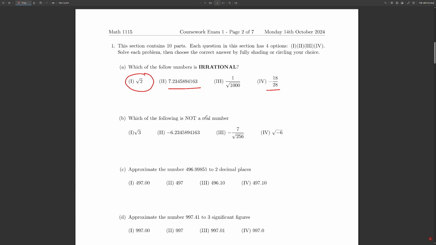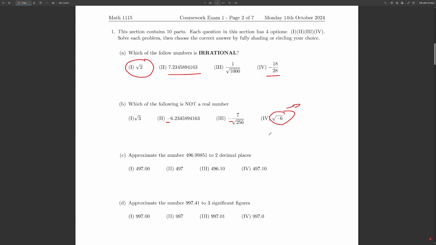Which of the following is not a real number? I'm just looking for the one that has a negative sign. This has a negative sign. This has a negative sign, right? But this one here has a negative sign inside the square root sign. So this negative sign is going to be represented by i, and that's not a real number. That's a complex number, right? So option 4 is not the real number.